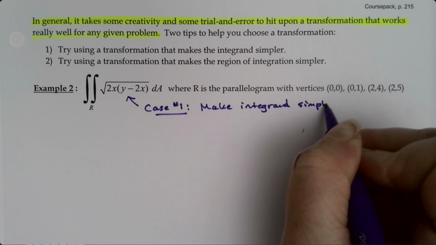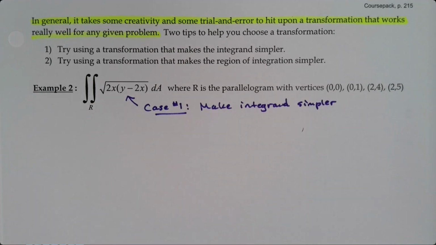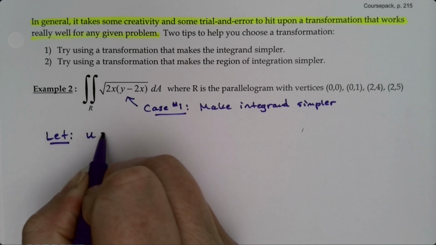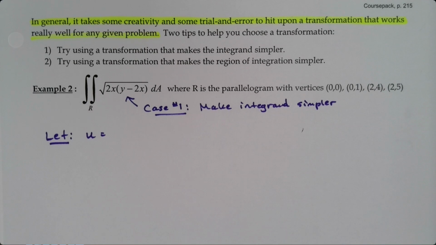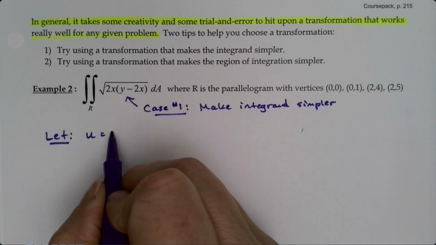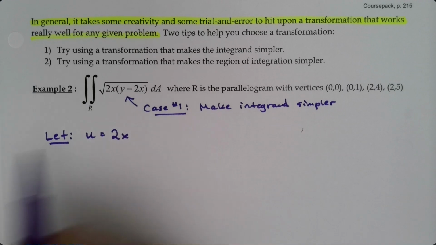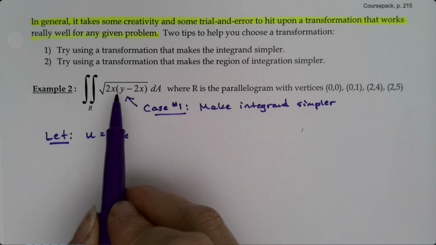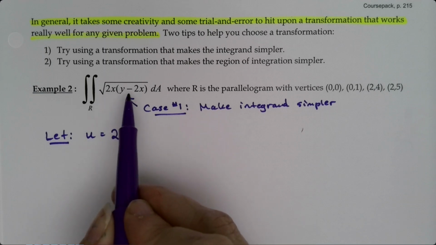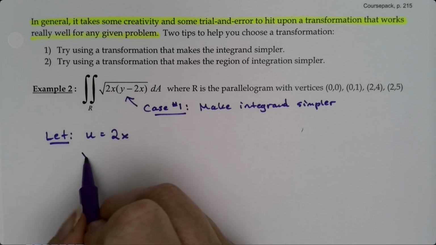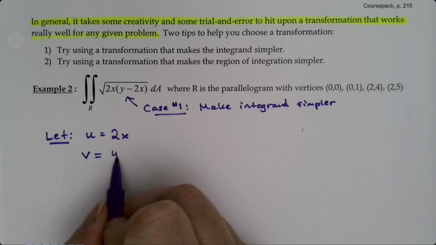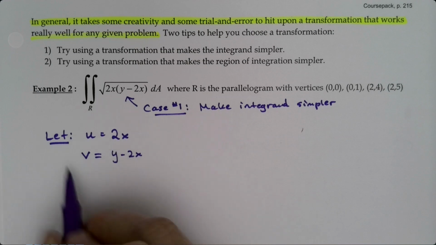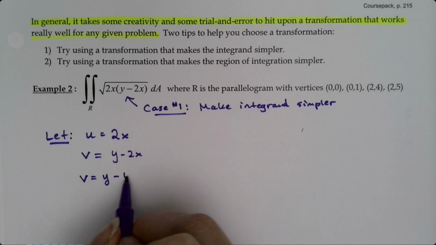All right, now how are we going to do that? Well, trial and error. We try different things. So I'm going to let u equal the 2x part, 2x. And then I'm going to make v the rest of this because I want to transform this function from an x and a y to a u and a v. So I'm going to let v equal y minus 2x, which you'll notice 2x is actually u. So in other words, v is y take away u. That leads to that.